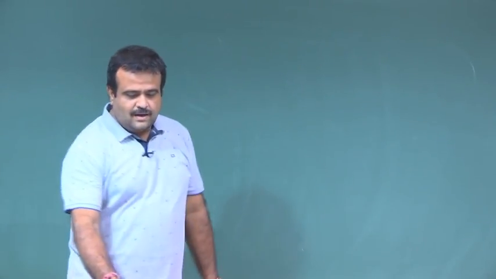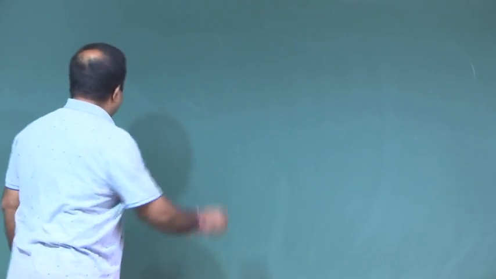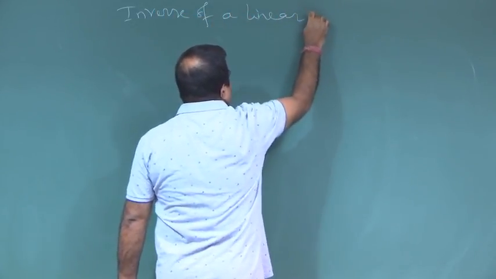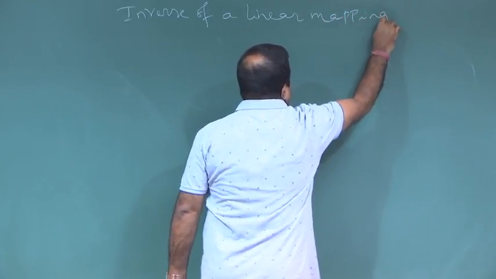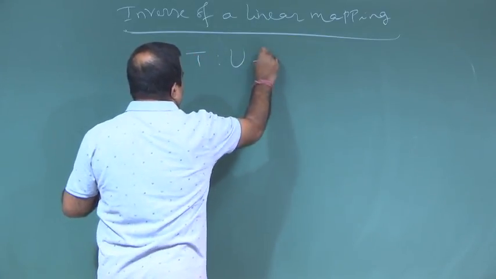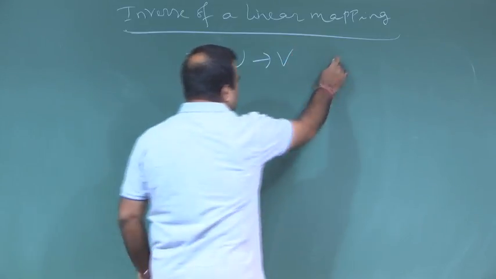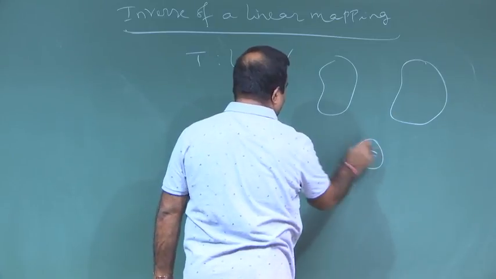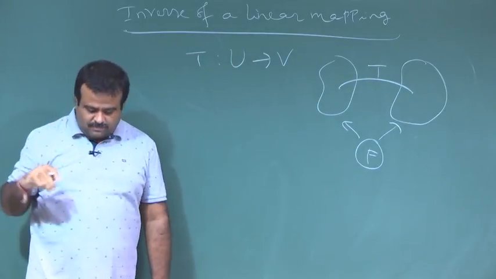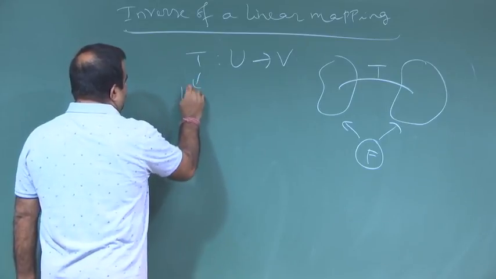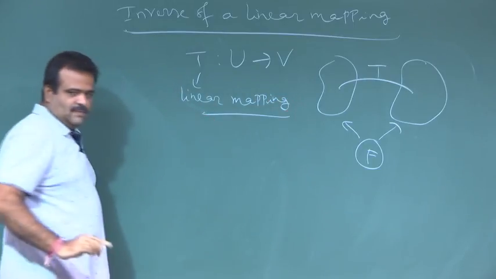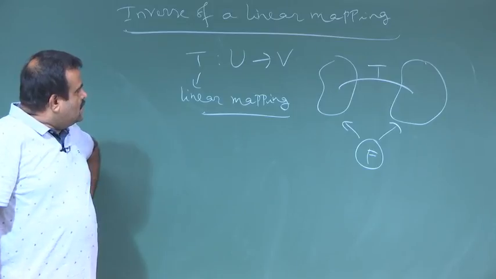So, we just define the inverse of a linear transformation. Inverse of a linear mapping. Now, suppose we have a mapping from U to V. So, suppose we have two vector spaces U and V over the same field F. So, this is our T. Now, we suppose this is a linear mapping, a linear transformation or linear map.